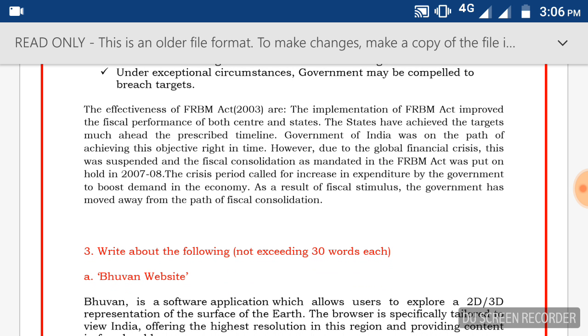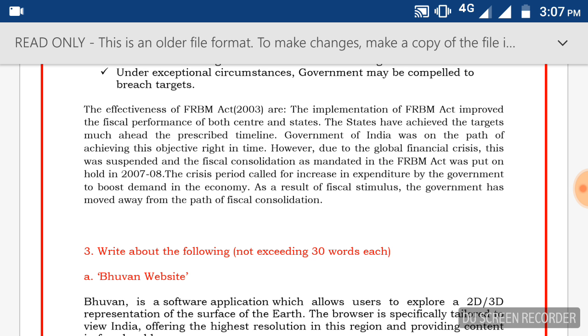The implementation of the FRBM Act improved the fiscal performance of both the center and the states, but the states achieved the target much ahead of the prescribed timeline. The government of India was on the path of achieving the objectives right on time. However, 2008 was the global financial crisis, so the fiscal deficit target and revenue deficit target that were part of the FRBM Act were suspended because of exceptional circumstances, and fiscal consolidation went out of vogue, to cope with the challenges of the global recession of 2008.